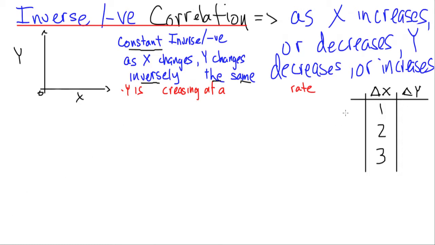The most simple example of this is a one-to-one relationship. If x changes by 1, y will change by 1, but negative. So y will be negative. If x changes by 2, then y will change by 2, but negative. 3, negative 3. How do we show this? The trick is we have to start at a positive value of y when x is 0.